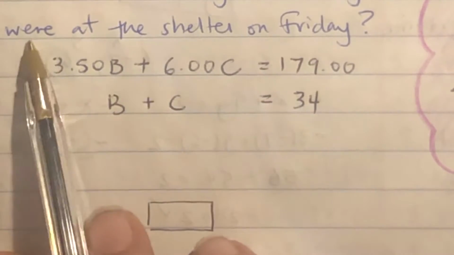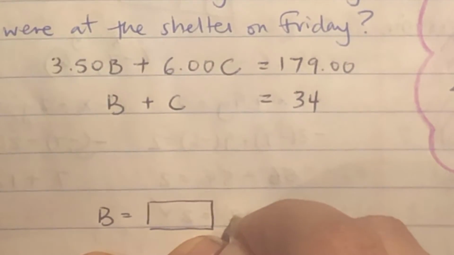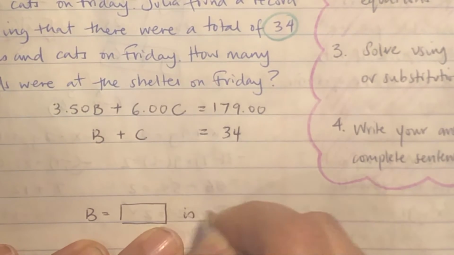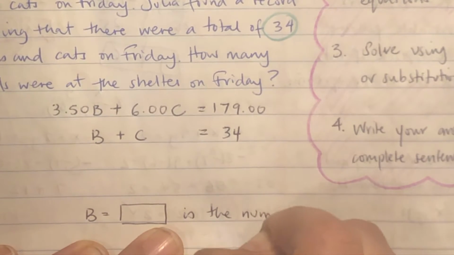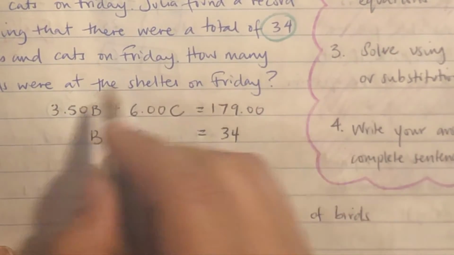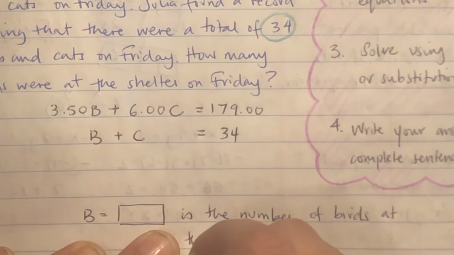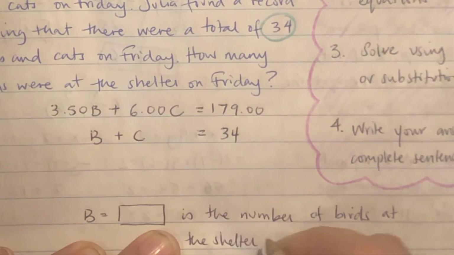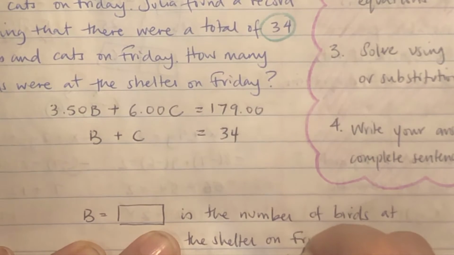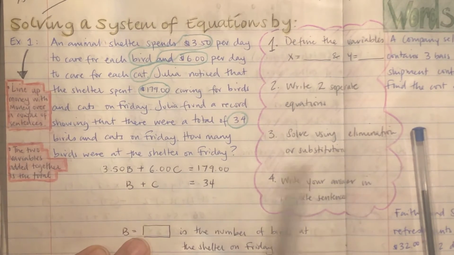Okay, so how many birds were at the shelter on Friday? Whatever number is the number of birds at the shelter on Friday. At the shelter on Friday would be your answer. So you do substitution or elimination.